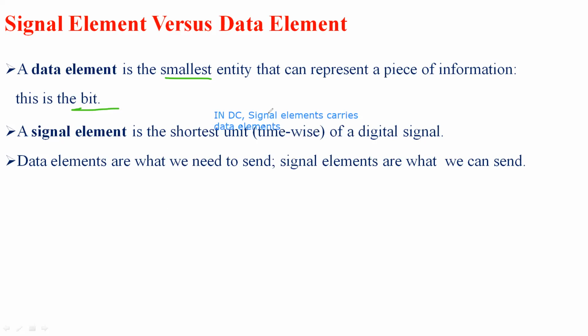So what actually is a data element? The data elements are the things that we need to send, whereas the signal element is what we can send. So keep in mind, data elements are what we need to send, whereas signal elements are what we can send. The signal elements will carry the data elements.